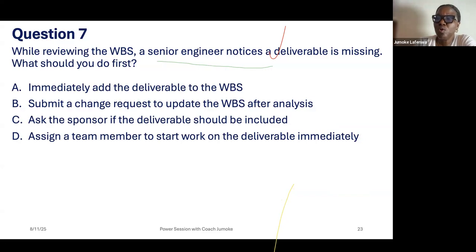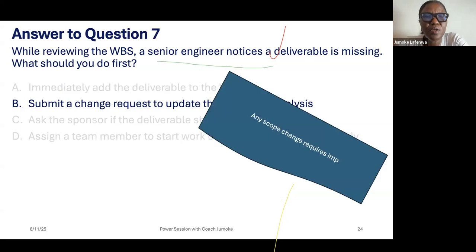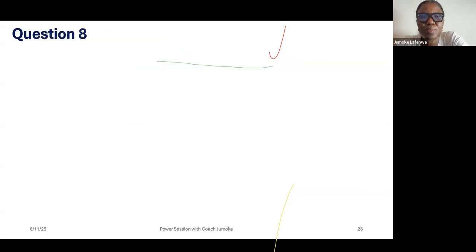Because remember that WBS means the scope is defined. The WBS is just the disintegration, in a hierarchical form, of the project scope. So if something is missing, you cannot just add it. Sometimes it happens that when you are eliciting requirements, genuinely something is omitted, but you cannot just add it. You just have to go through a change request process to update it.